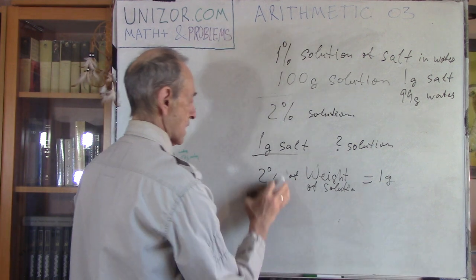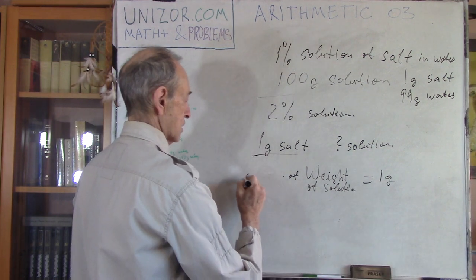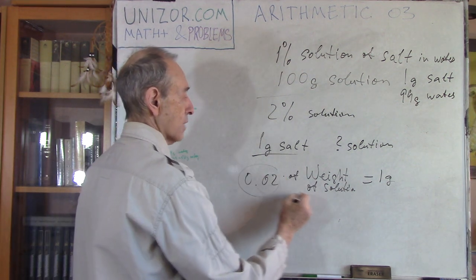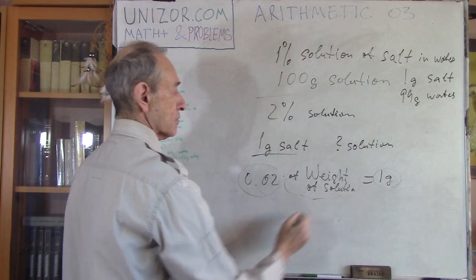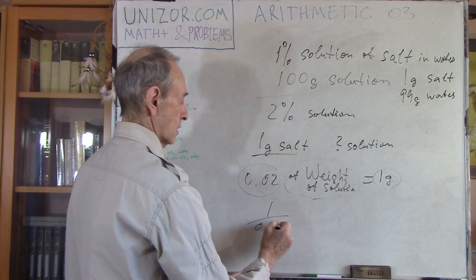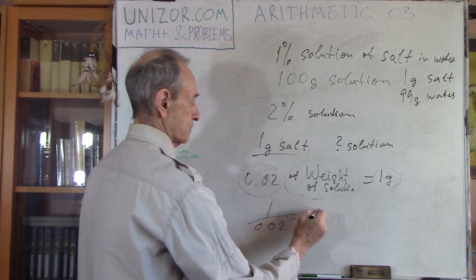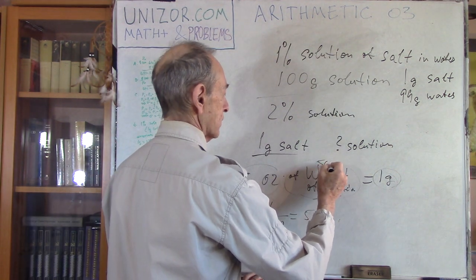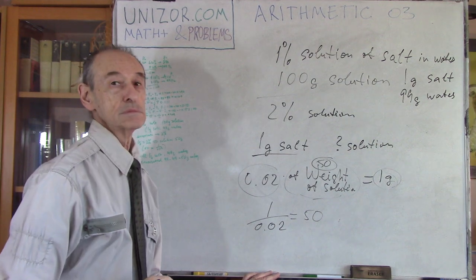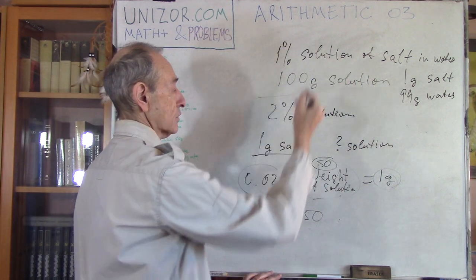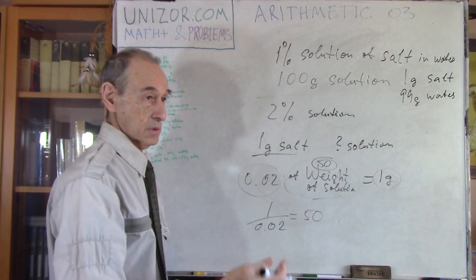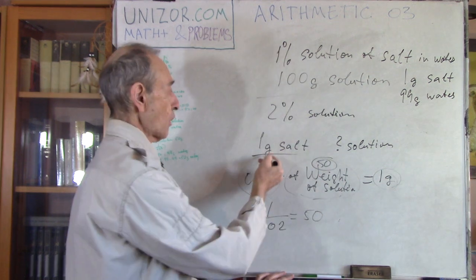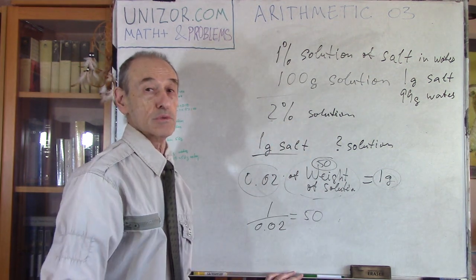Well, 2% is actually 0.02, right? It's 2 hundredths. So 2 hundredths times something gives me 1 gram. So what is something? Well, it's 1 divided by 2 hundredths, which is 50. So, weight of the solution is 50. It used to be 100, now the total weight is 50. It's half of this, and that's why the same amount of salt becomes twice concentrated than it was before.